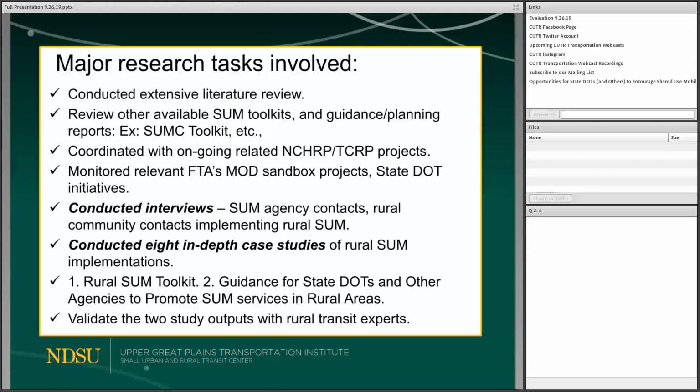Well, this slide over here summarizes the major tasks that are involved in this research effort. We started off with conducting an extensive literature review to compile emerging shared use mobility practices and programs primarily from US rural settings and also in small urban settings when applicable. And there are not many shared use mobility practices in rural settings, but there are few shared use mobility implementations that are innovatively implementing their services in rural communities to exclusively meet the needs and challenges of rural communities.